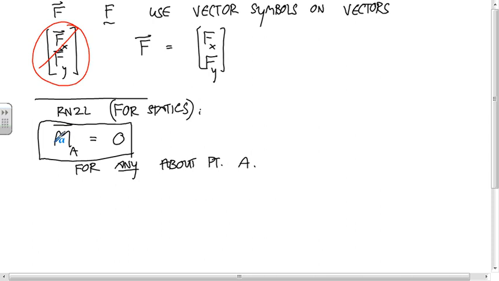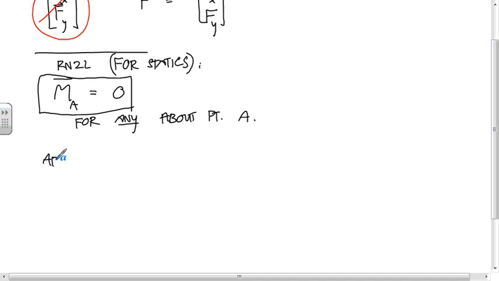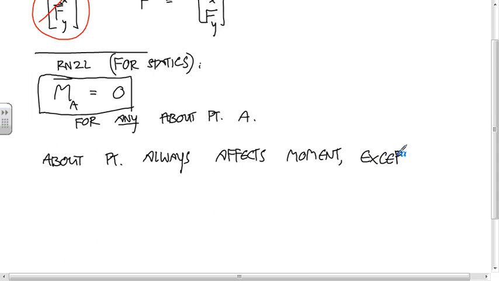So that about point is important. When you calculate the moment produced by a force, that moment is going to be different depending on the about point, except for one special case, one type of load that's different than other types. So the about point always affects the moment, except when you're talking about couples.